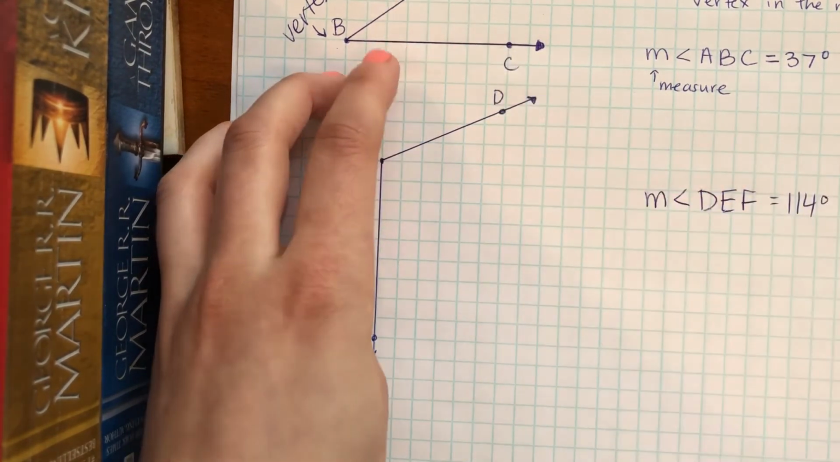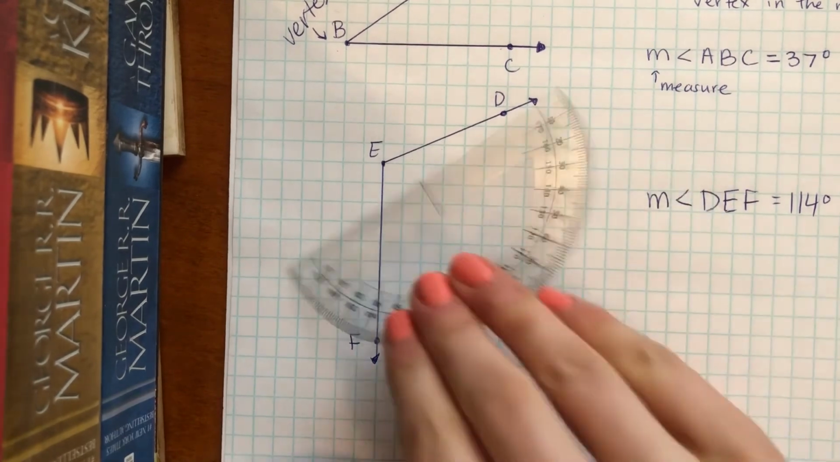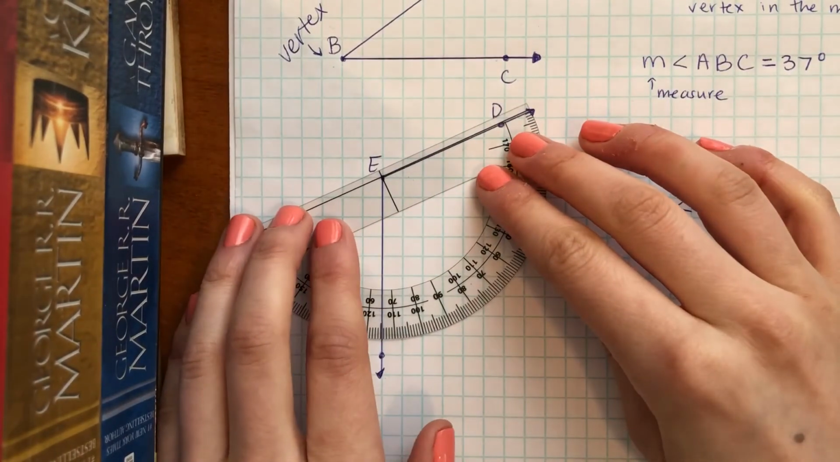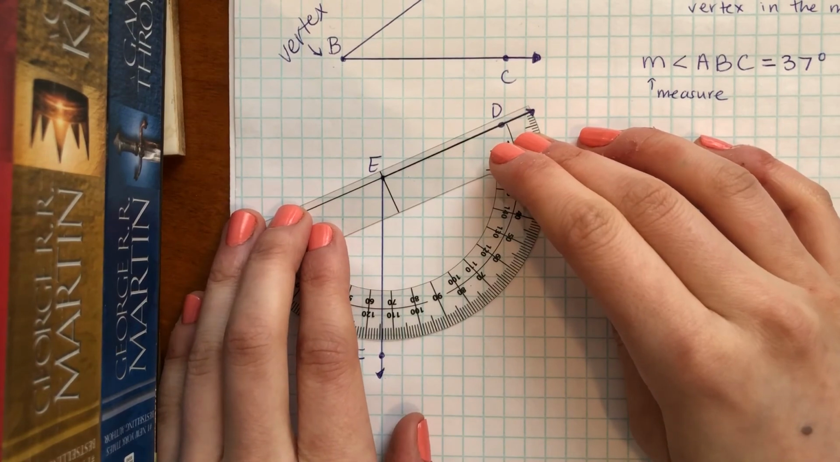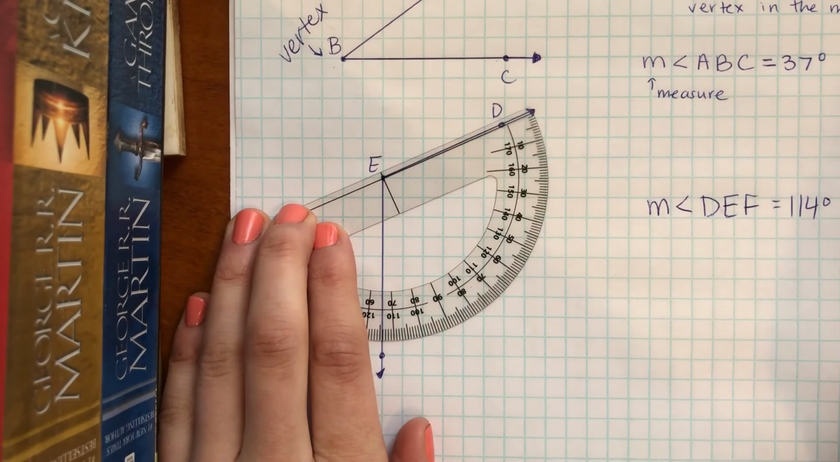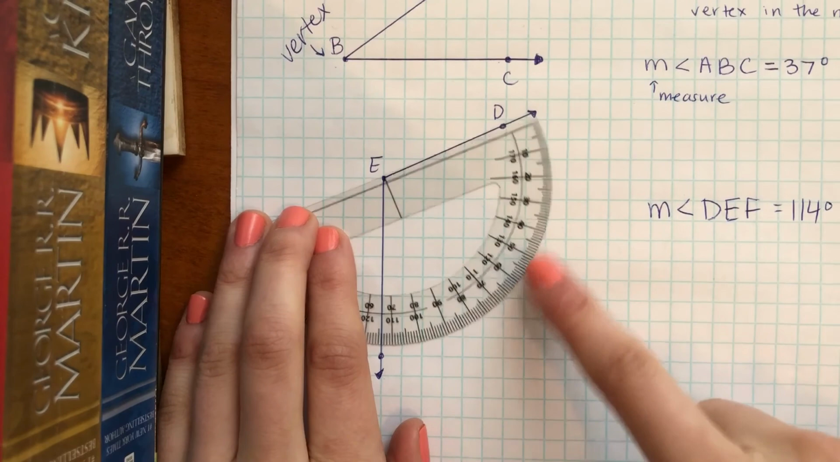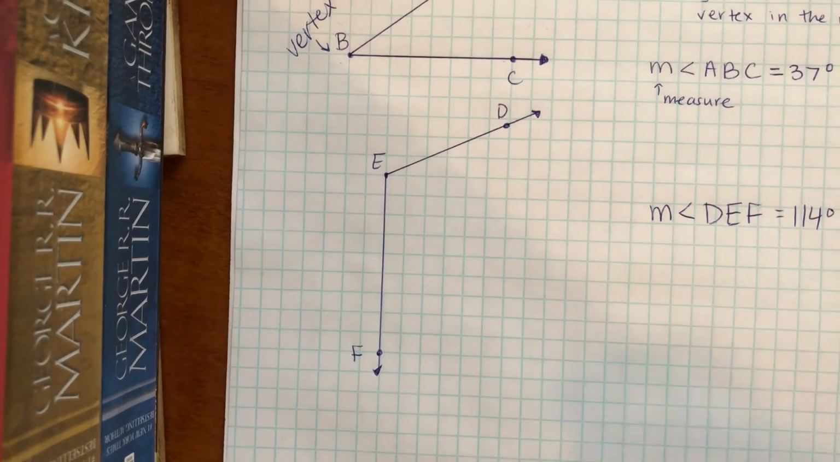I can check it. You can always set up your protractor on either side of that angle and you'll still get the same angle measure. So you don't have to do that both ways, but you'll always end up with the same angle measure, so it doesn't matter how you measure these angles.